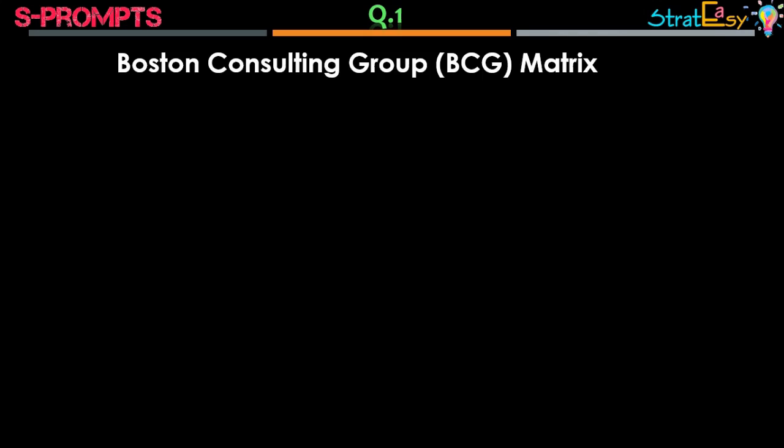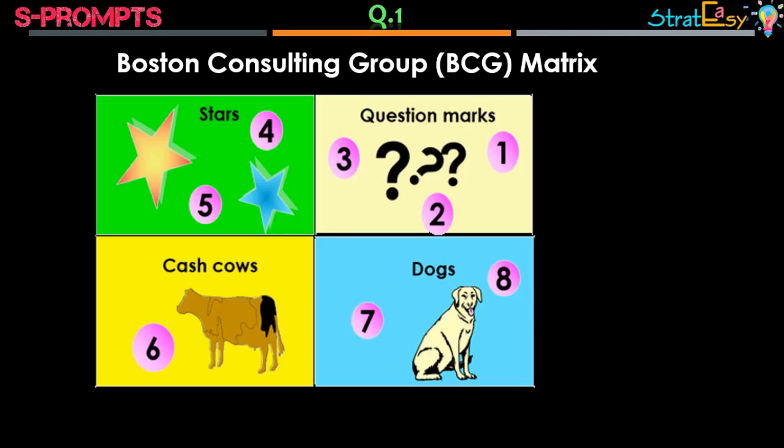The BCG matrix, that is the Boston Consulting Group matrix, is one of the strategic tools used for business portfolio analysis for deciding on investment priorities. This BCG matrix is plotted as follows. It is a 2 by 2 matrix, that is, there are 4 quadrants, and they are named the star, cash cows, question mark, and dogs quadrants.